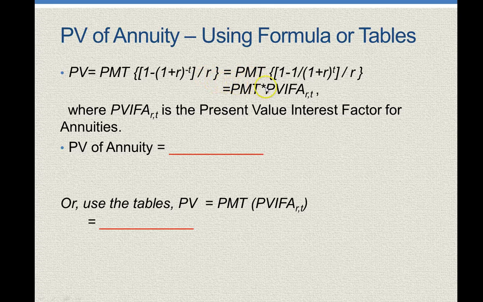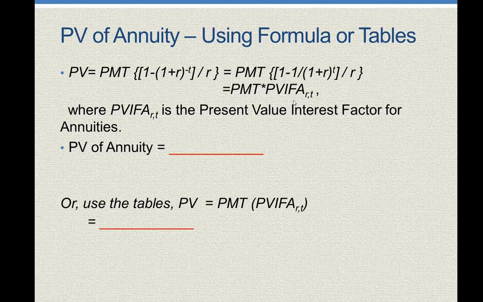And for the table approach, we just denote this whole chunk here with a symbol, PVIFA, which stands for present value interest factor of annuity at interest rate R and for T payments. Very importantly here, T stands for the number of payments for the annuity. So T does not necessarily equal the period number of the final payment.